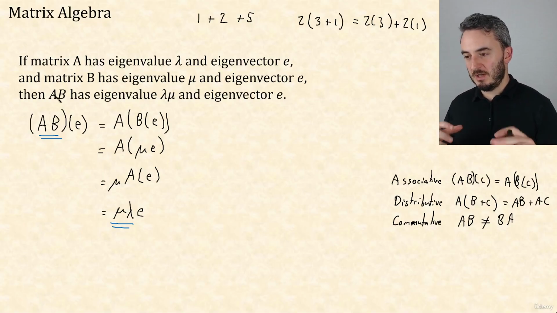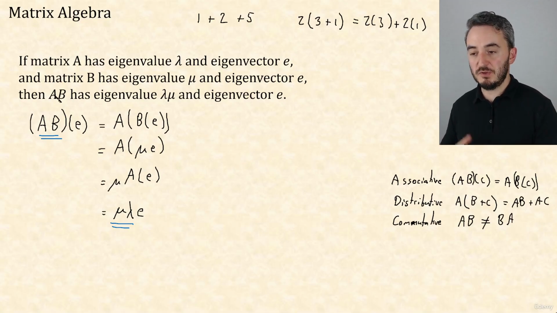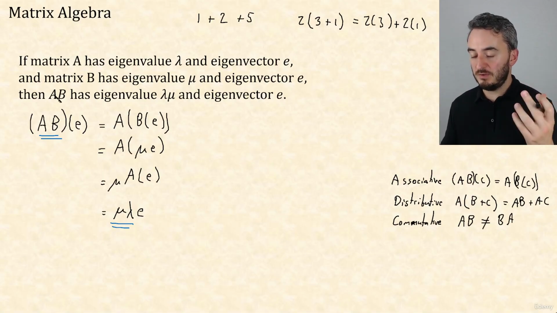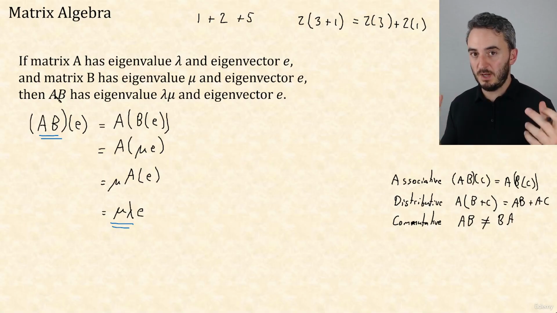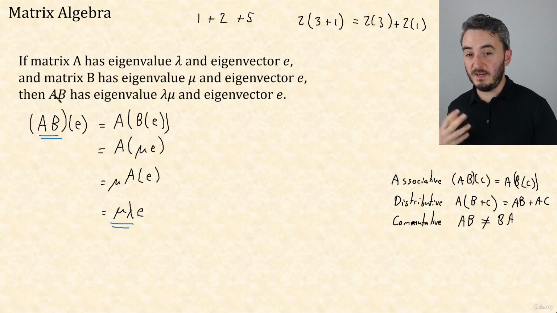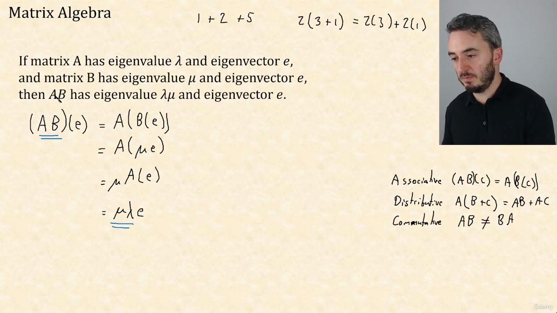Okay, this all seems very, very abstract, but basically what we've shown is that if you've got two matrices with the same eigenvector but different eigenvalues, then if you add the matrices, you can add the eigenvalues, and if you multiply the matrices, you can multiply the eigenvalues, and the eigenvectors stay the same. And we can use this to solve some cool problems.